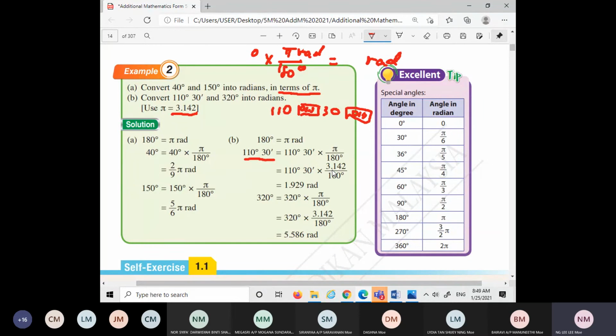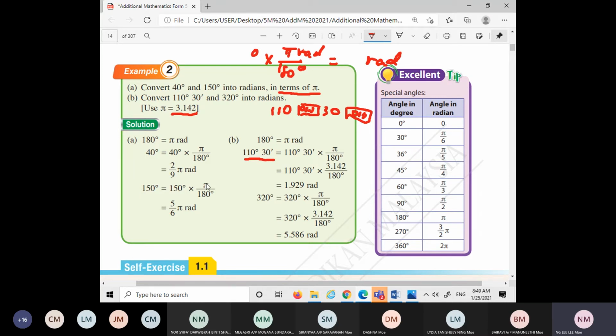I cannot get... I make mistake where 110 and then 30 times 3.142 divided by 180. Press again. Okay, after that you get your answer.